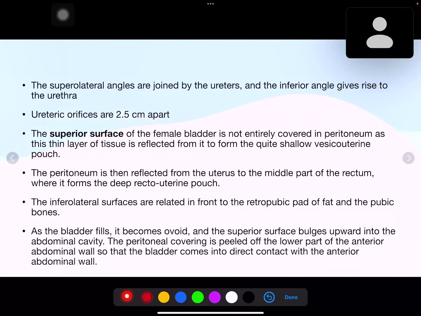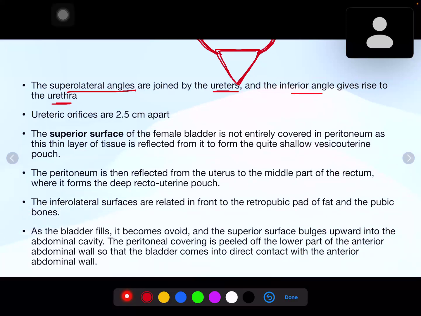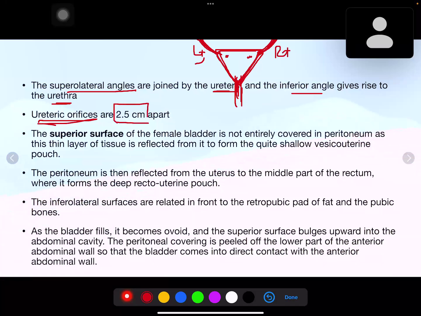Now again a few descriptions. The supralateral angles are joined by the ureters, and the inferior angle gives rise to the urethra. We discussed previously that the base of the bladder is like a triangle. At these two supralateral angles the ureters enter, the right ureter and the left ureter, and at the inferior angle the urethra arises. So this is the triangular position of the base of the bladder. And these ureteric orifices are approximately 2.5 centimeters apart.